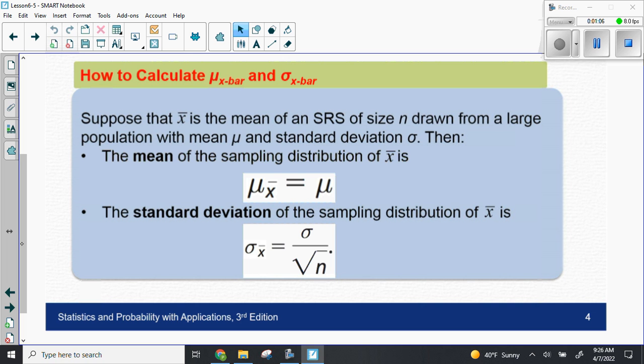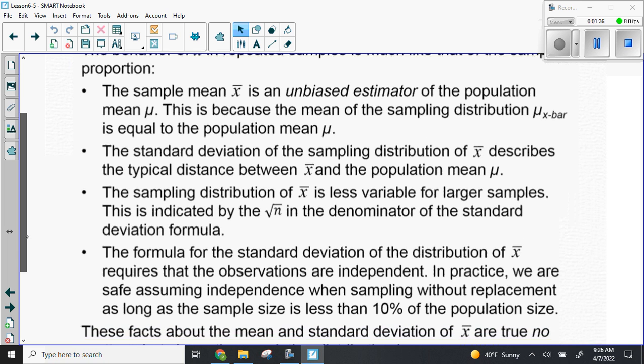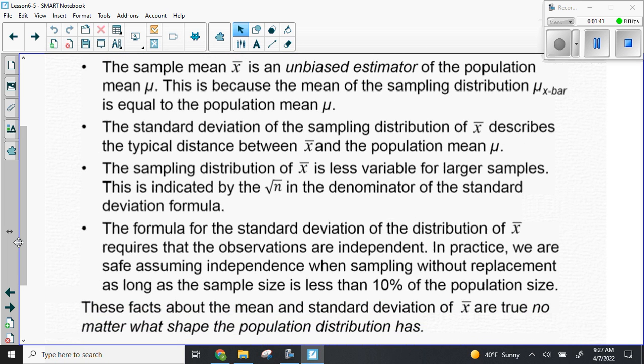So the population mean is going to be the same as the mean of the sampling distribution of your sample mean. And your standard deviation is going to be a little different. You're going to take your population standard deviation and divide it by the square root of your sample size. That's what n is. So the sample mean x bar is known by its estimator.